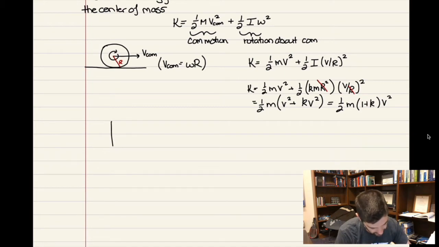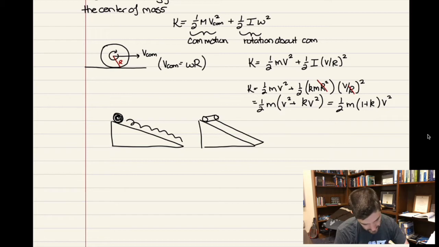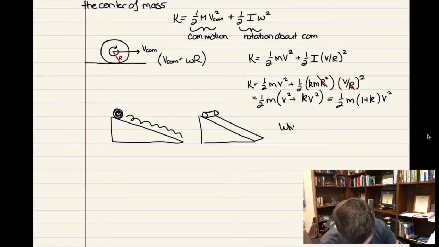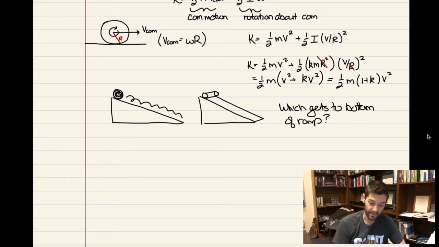So you could ask yourself, if you have a ramp and you release a spherical ball that then rotates down the hill, and then I take, say, a cylinder and let that rotate down the ramp, and suppose they both are roughly the same size and have the same mass, do they both get down to the bottom of the ramp at the same time? So you could ask, which gets to the bottom of the ramp first? Now you might be thinking they get to the bottom at the same time.